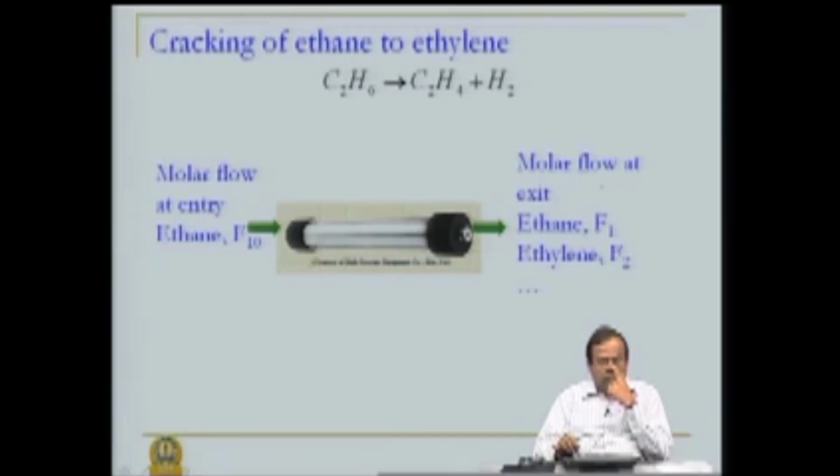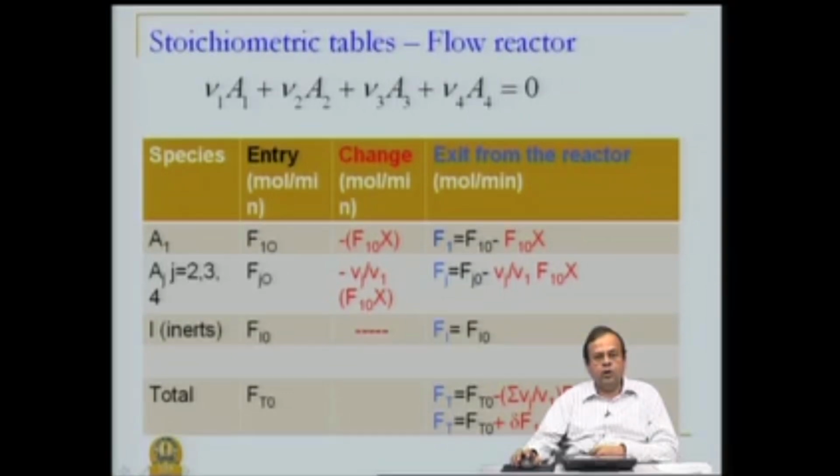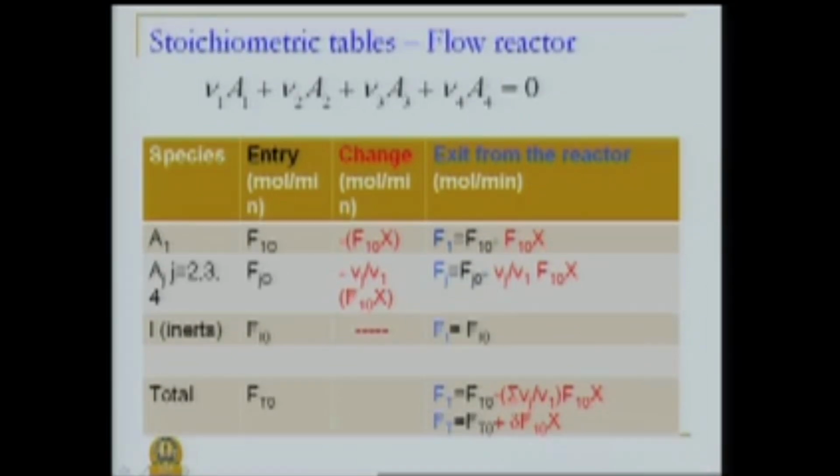So, one of the first steps in design equations that we saw at the very beginning of this class is that we have to relate these flow rates to either extent of reaction or conversion of reaction and so on. And the way we do that is by setting up the stoichiometric table. It is a very systematic approach, which is illustrated here with a reaction, let us say, involving 4 species. So, nu1 A1 plus nu2 A2 plus nu3 A3 plus nu4 A4 equal to 0 is my reaction.